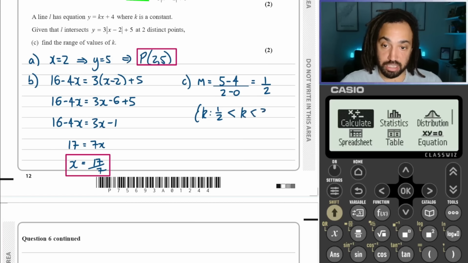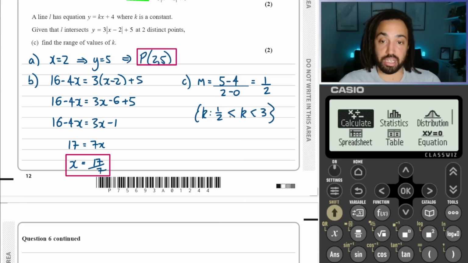Like this and like this. Also important to note, it can't equal because when it equals a half, it only cuts at the vertex, which is 1 point, so that's no good. And when it equals 3, it's parallel, so again, that's no good. It only intersects once. So that is our final answer.